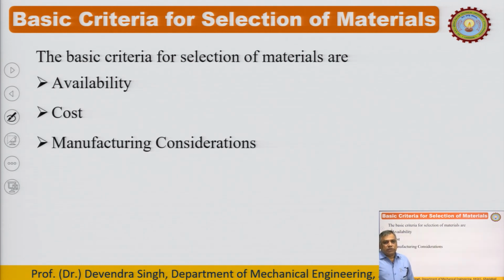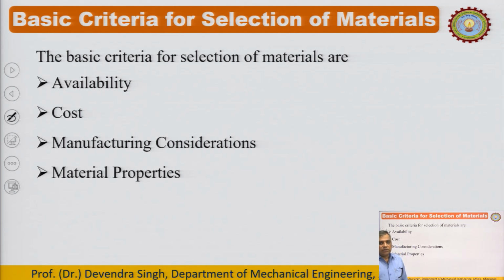Then the manufacturing consideration: whatever material you consider for your design, it should have the desired manufacturability to convert the raw material into final shape, and then the material properties must be there to face the conditions in the real time application. These are the basic criteria for selection of materials. So, we will continue with this discussion on basic criteria for selection of materials in the next lecture.